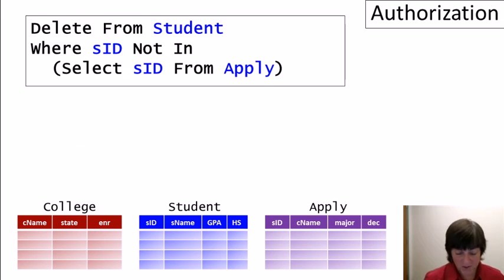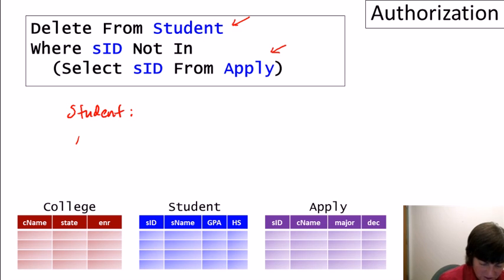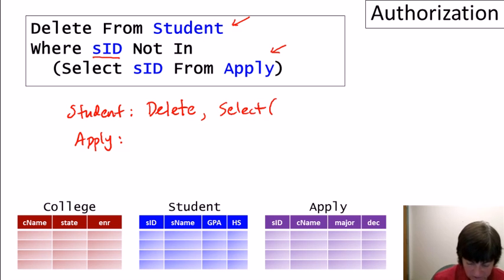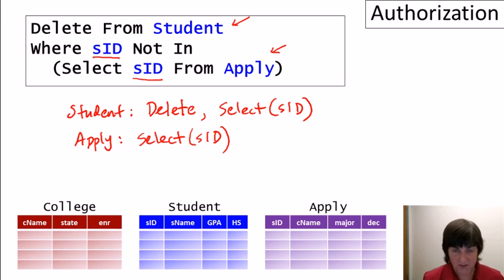In our next example, suppose the user wants to delete all students who haven't applied anywhere. So they're deleting from the student relation where the student ID is not in the set of student IDs in the apply relation. So for this one, again, they'll need privileges on the student relation and on the apply relation. On the student relation, the user would need the delete privilege, and delete never has attributes associated with it because you're always deleting entire tuples. The only attribute that's actually being read from the student relation is the student ID, so the user would also need the select privilege on student ID. And then in the apply relation, again, only the student ID is being read, so the user would need the select privilege on apply of the student ID. And with these privileges, the user will be permitted to execute this operation.